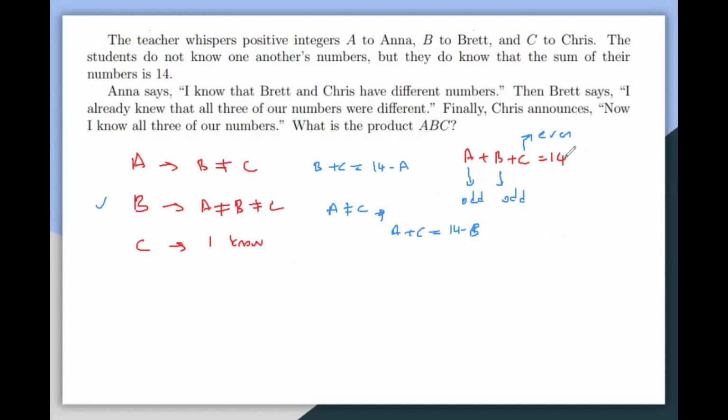Which means B shouldn't be 1 or 3 or 5, but it could be 7, because if this is 7, then the difference will be 14 minus 7. So A plus C will be 7. So you can have some different arrangements for that, which we'll look into. But even though we don't know A and C yet, at least we know B should be at least 7, but no lower than that.